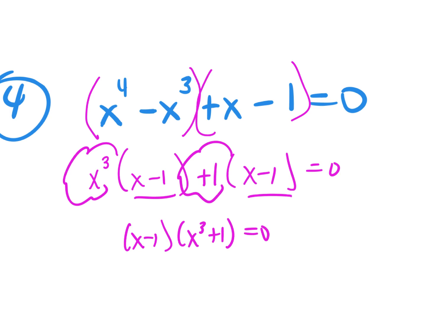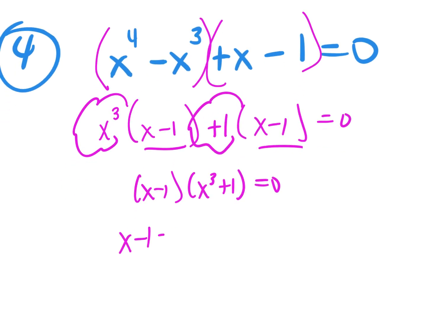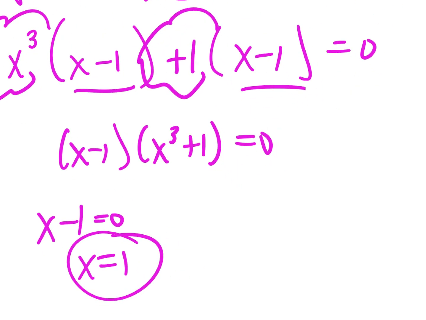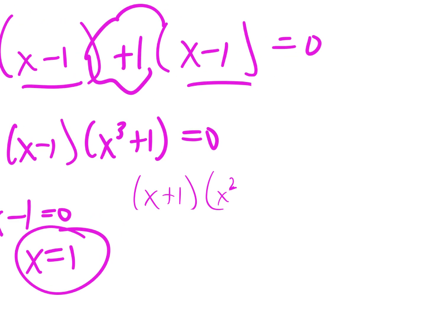So if you notice here, guys, we have x minus 1 set equal to 0. x is going to give me positive 1 as a real solution. And then I have the sum of cubes again. So this is going to give me x plus 1. Then I'm going to square my a term, so x squared. I'm going to multiply a times b, so I get minus x. And then I'm going to square my b term, so I get plus 1 equals 0.